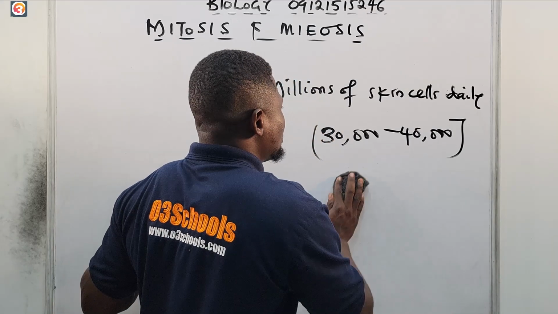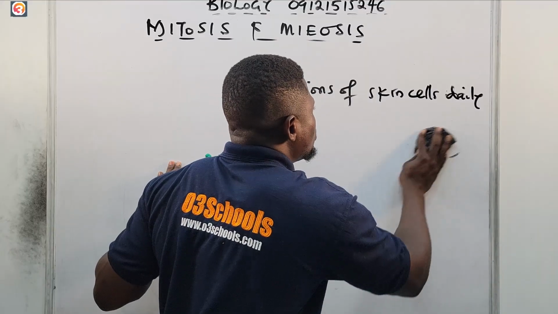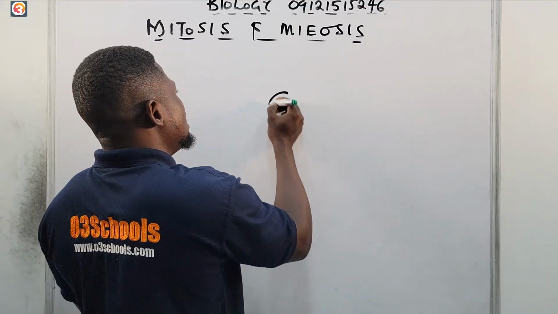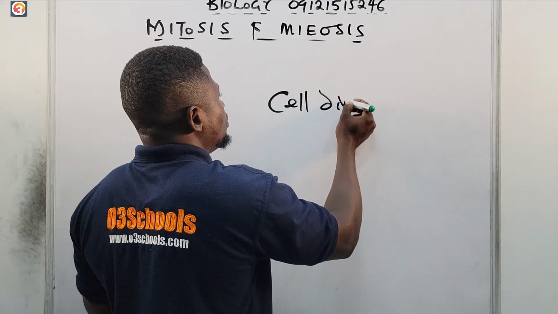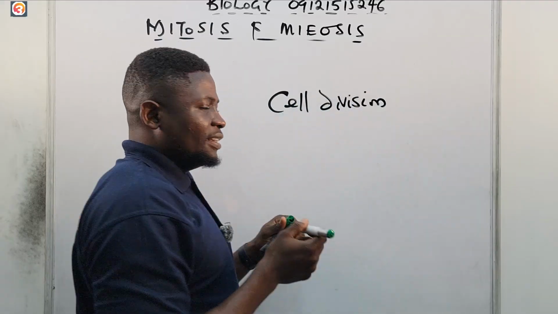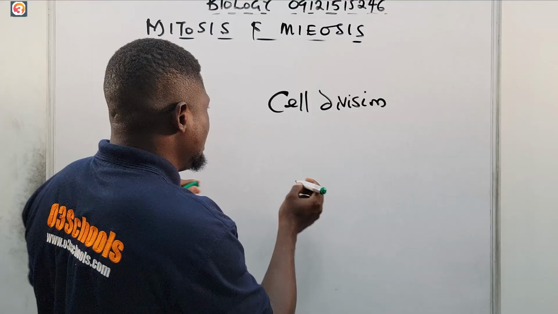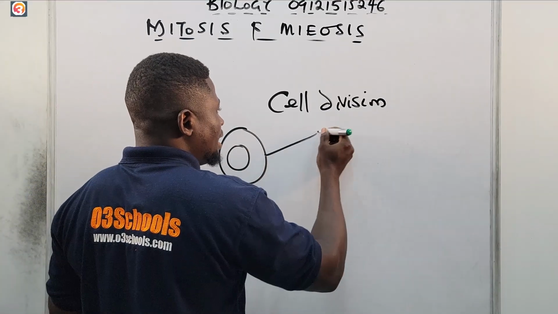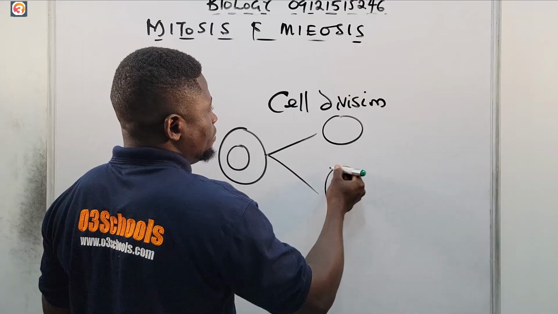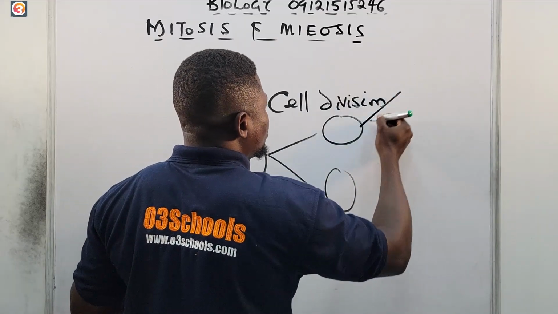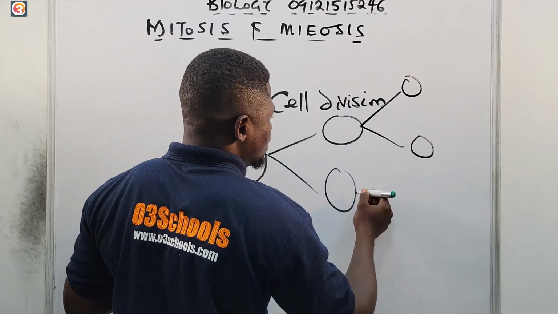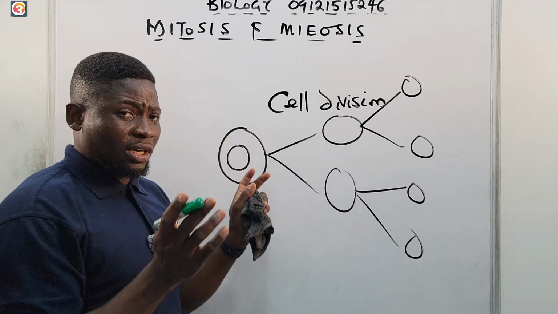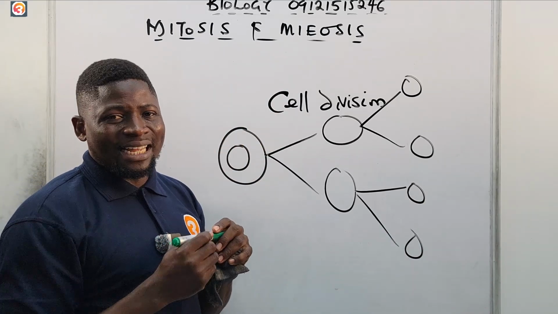And of course, it is made possible because of what? Cell division. The reason why all of this is able to happen is because of cell division. You can have one cell, and then this cell will multiply. This one also can multiply. So this is cell division, and all of these I'm talking about happen because of cell division.